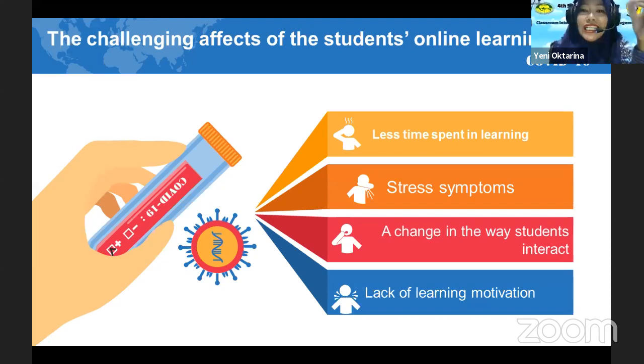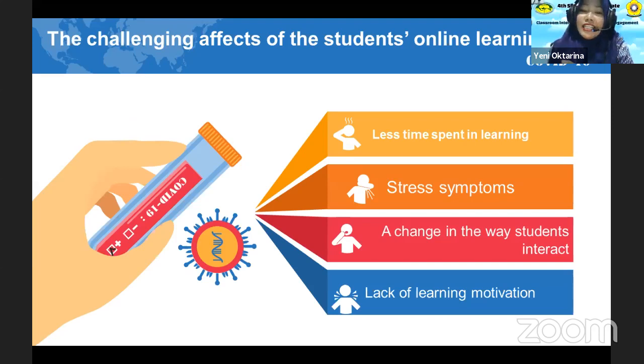The second one, stress symptoms. The stress is related to the students' psychology, because the students feel stressed as they always get assignments from the teacher without being told what the problem is, and the teacher only says, oh, you have to do your work by the due time.